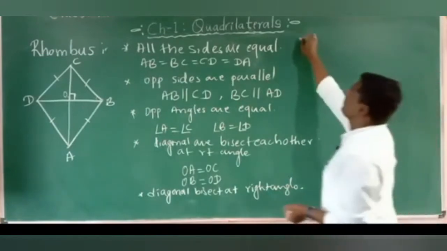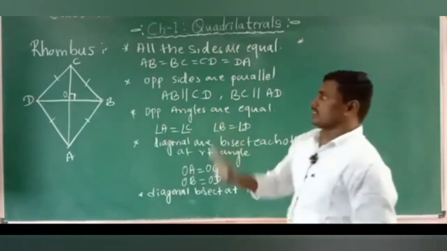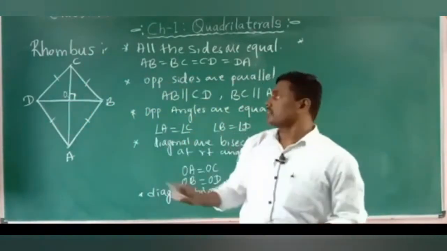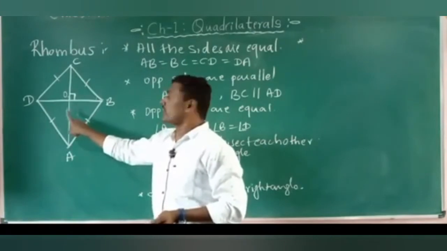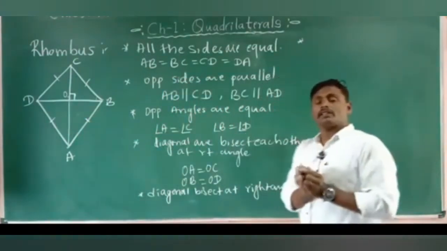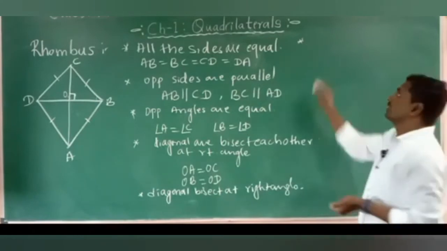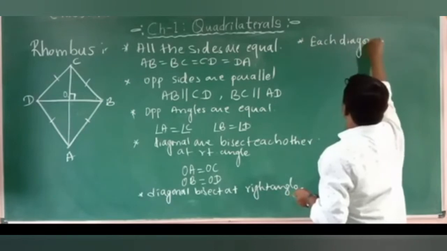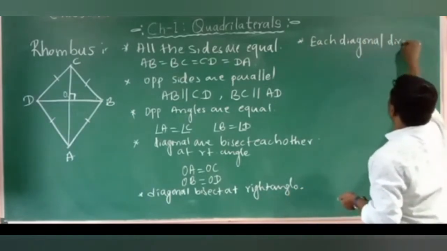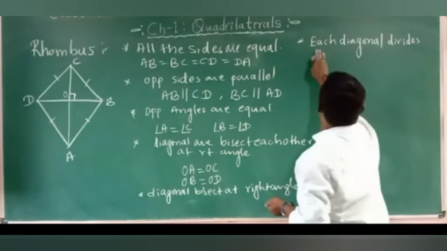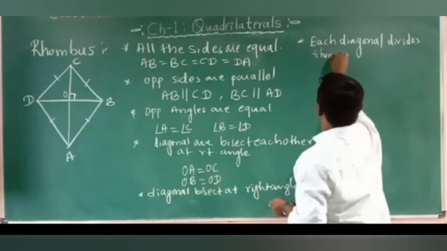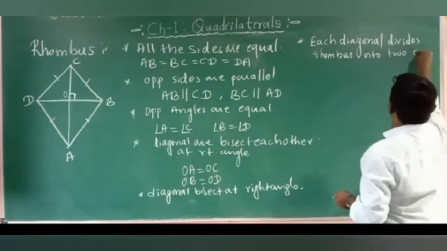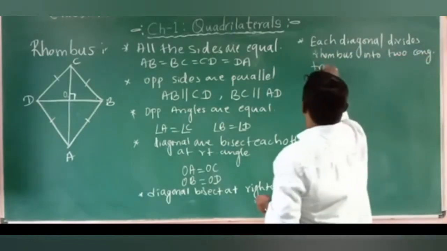Next one, as we already discussed in the previous one, each diagonal of the rhombus divides the rhombus into two congruent triangles.